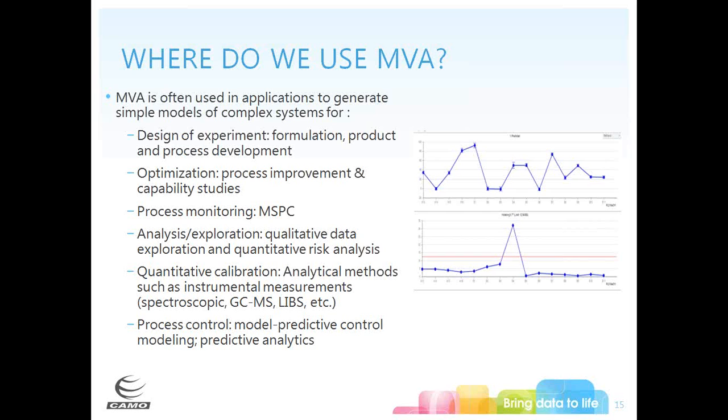We use multivariate analysis across many applications to generate simple models of complex systems. So it's used for design of experiment in terms of formulation and product and process development. We can use it for optimization, for process improvement and capability studies. We can use it for monitoring of processes as well as for analysis and exploration of our data, for quantitative calibration based on any number of types of data, and for process control where we can do model predictive control and predictive analytics.